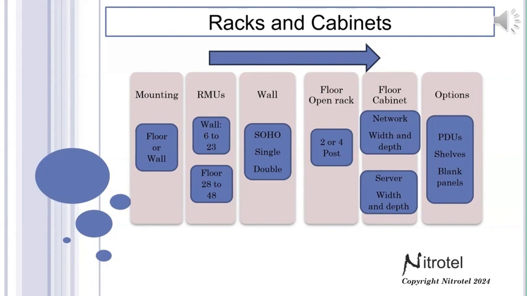What's the application for the wall mount? Is it SOHO, small office, home office, single or double? If it's a floor rack, is it an open rack, 2 or 4 post? For a floor cabinet, which is enclosed, it is a network, and what are the width and depth needed? If it's a server, width and depth needed to accommodate the servers. And other options, including power distribution units, shelves, and blank panels, all available from Nitrotel.